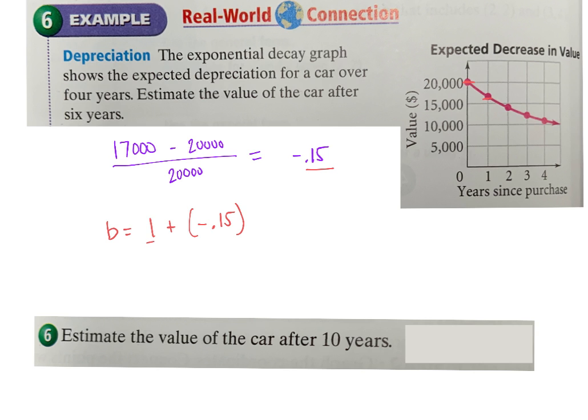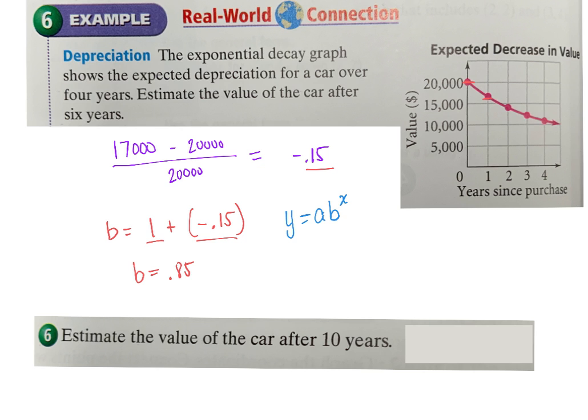Remember, our B is always 1 plus it. All right, 1 plus. Even if it's negative, we're going to add 1 to it. So what is our B? 1 plus negative 0.15. That's 0.85. So if my B is 0.85, it is less than 1. We have decay, which is what we're talking about, right? Decay. Now, if I were to set this up in an equation, y equals a b to the x, all right?